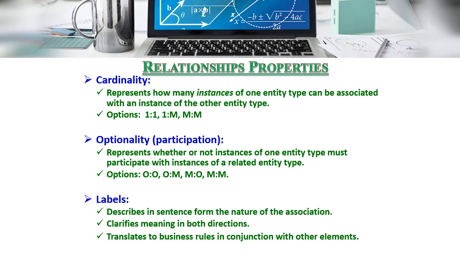Relationship properties. Cardinality represents how many instances of an entity type can be associated with an instance of the other entity type. Options: one-to-one, one-to-many, many-to-many. Optionality, or participation, represents whether or not an instance of an entity type must participate with an instance of a related entity type. Options: one-to-one, one-to-many, many-to-one, many-to-many. The label describes in sentence form the nature of the association. It clarifies meaning, imposes direction, and translates to a business rule in conjunction with other elements.